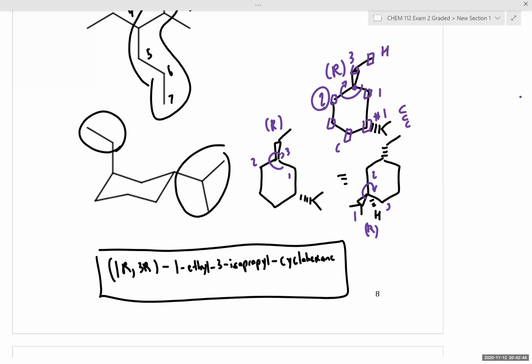Perfect. Now for the other stereocenter, we flip our molecule, and that gives us the following. So ranking, the isopropyl group is priority 1, the side chain closest to the ethyl is priority 2, and just the normal alkyl chain is priority 3. We get a clockwise rotation from highest to lowest priority, and that gives us an R stereocenter. So this would be 1R, 3R, 1-ethyl 3-isopropyl cyclohexane. Again, the stereochemistry has to be labeled in the name.